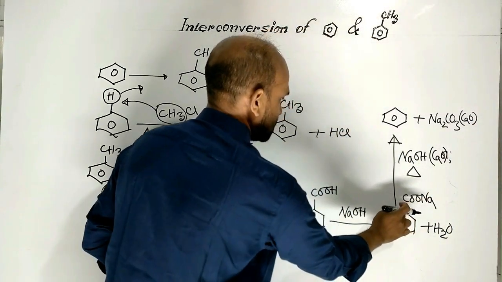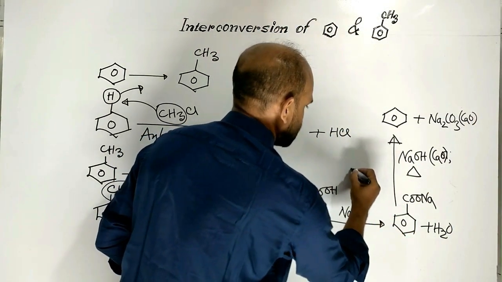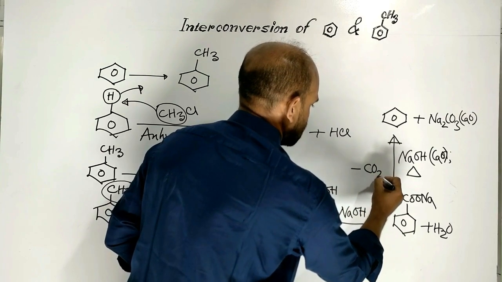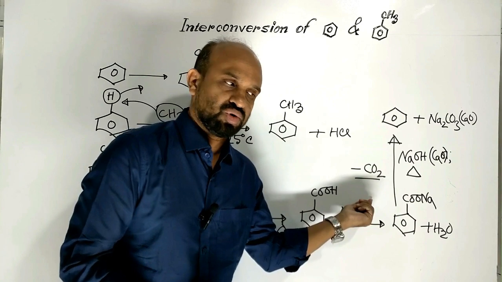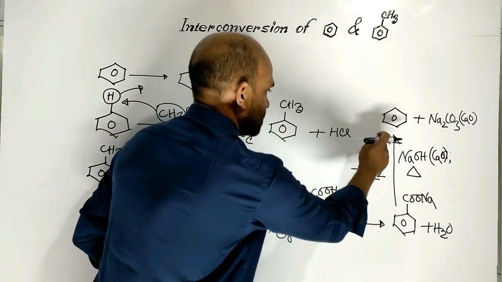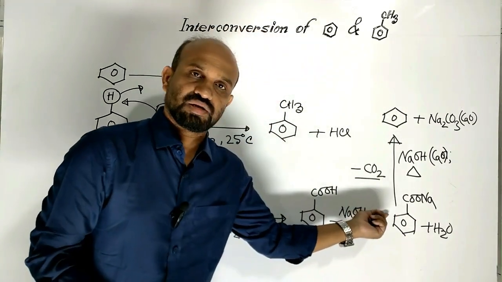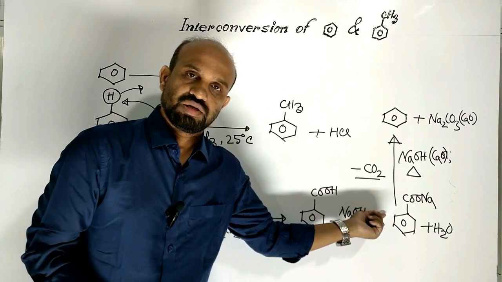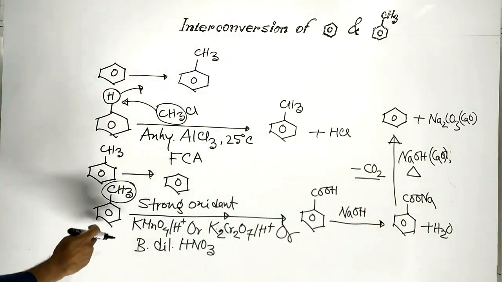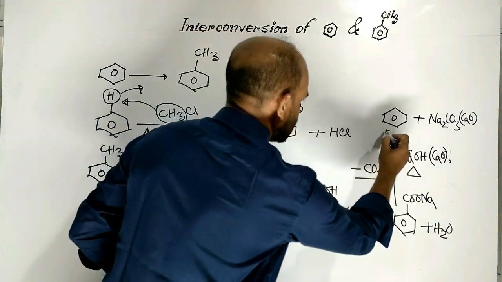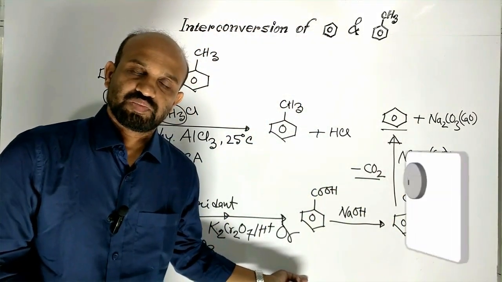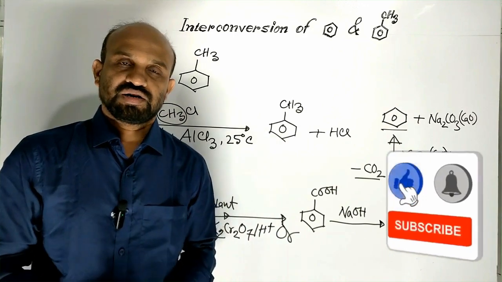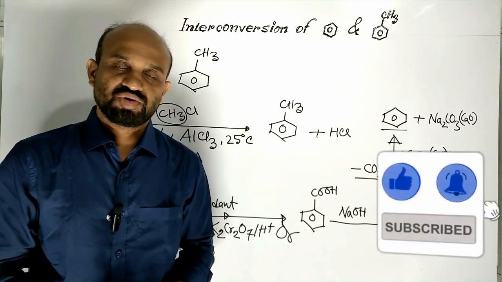In this case, sodium benzoate undergoes decarboxylation. So, this is the reaction known as decarboxylation reaction. In this way, toluene is converted to benzene. Conversion of benzene to toluene and conversion of toluene to benzene.